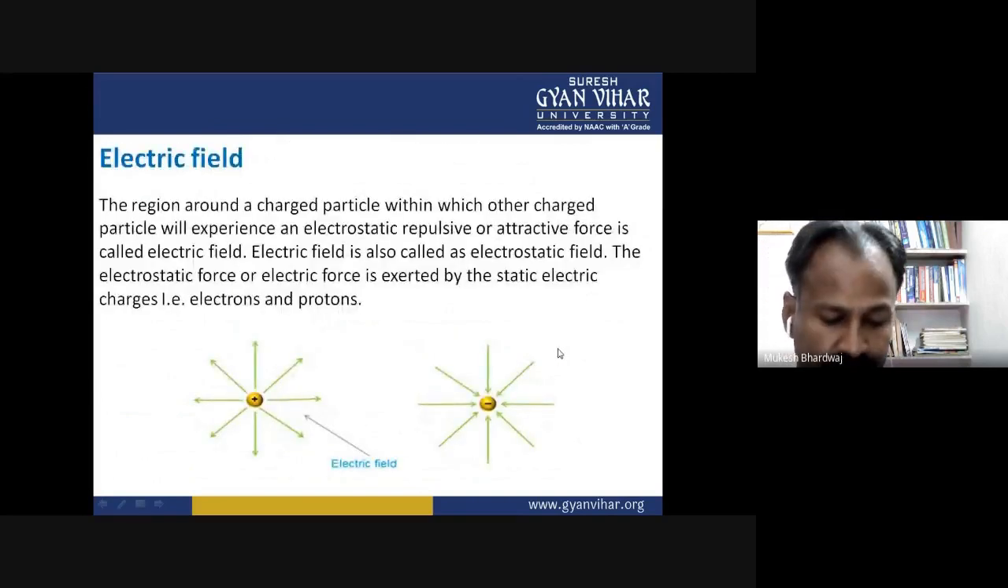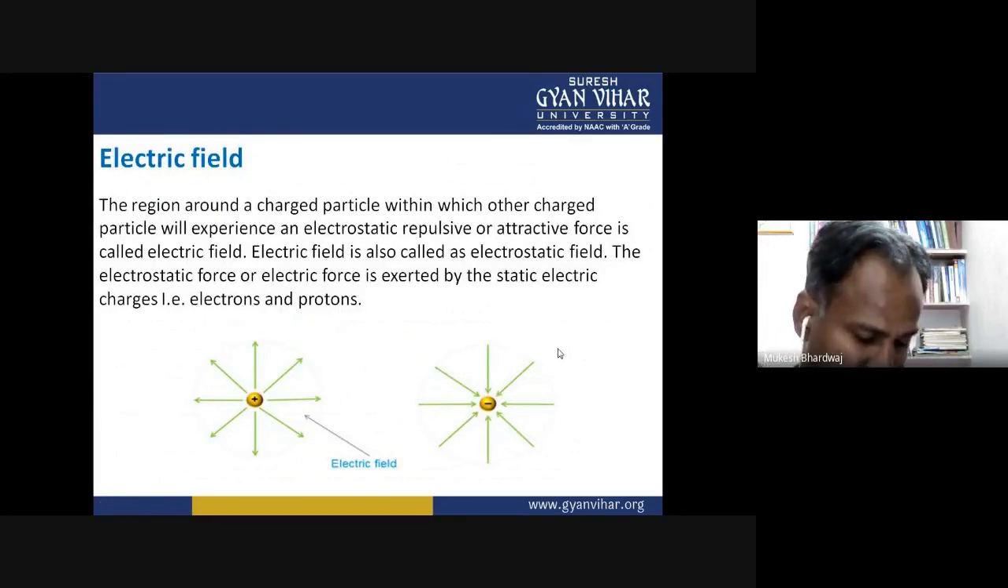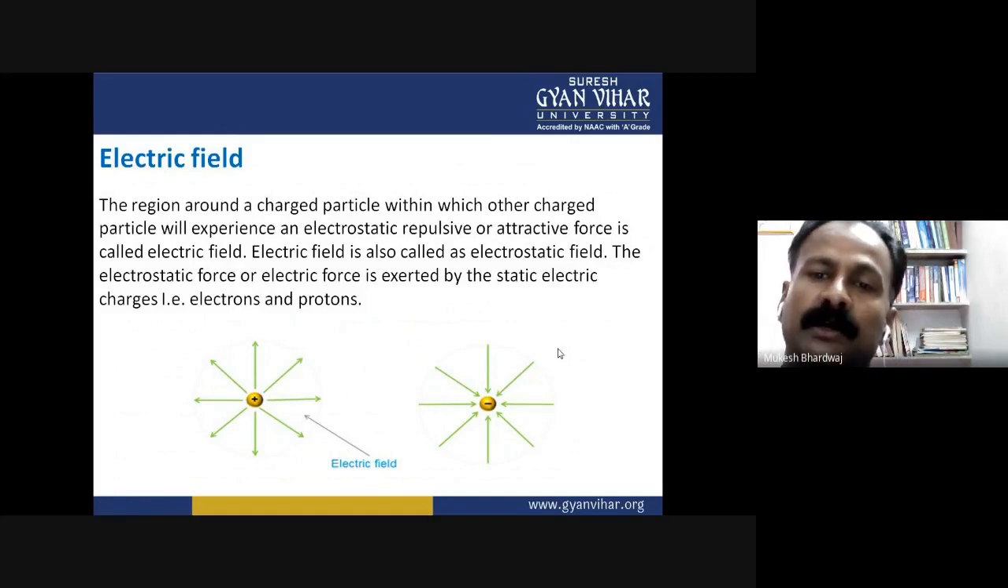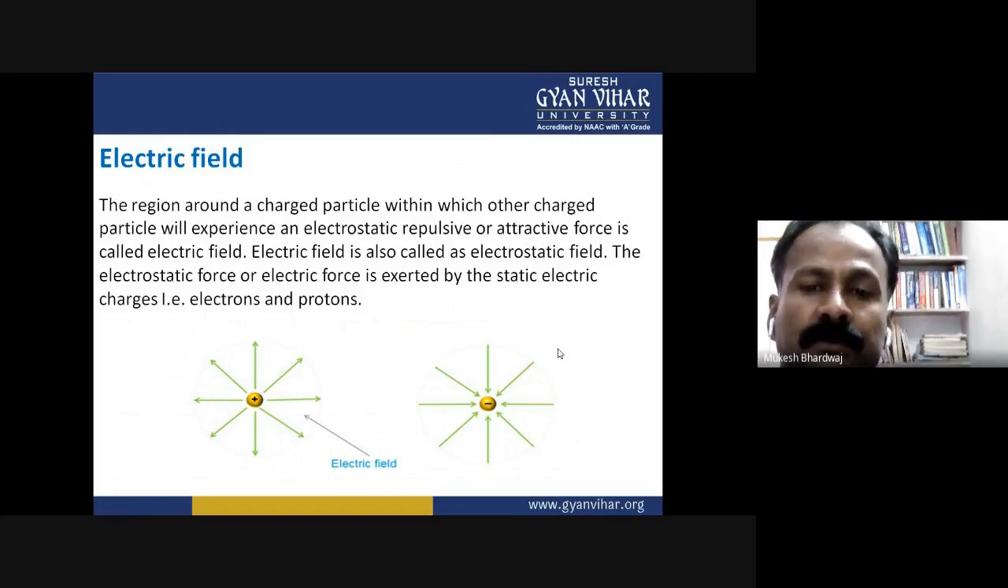Now, before moving to electric field, which is the next topic, in continuation of Coulomb's law, we will look at Coulomb's law in vector form, which has great importance.